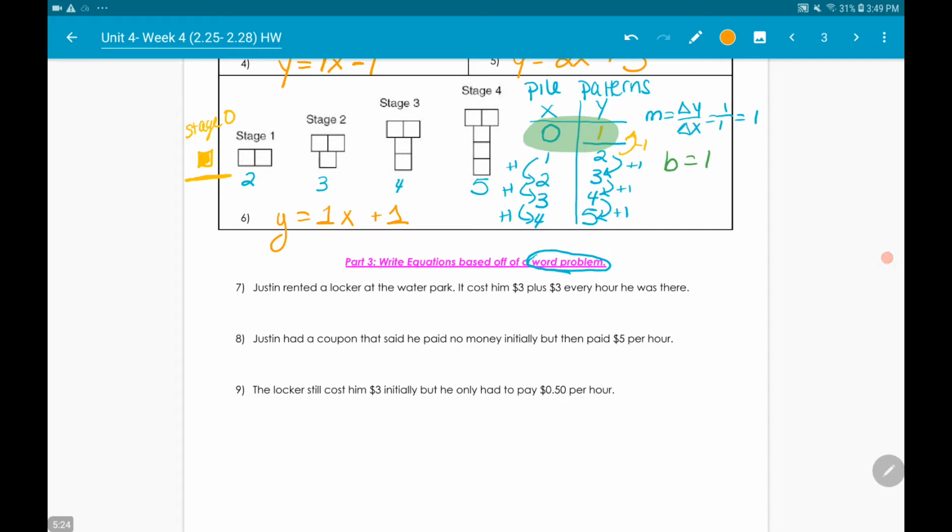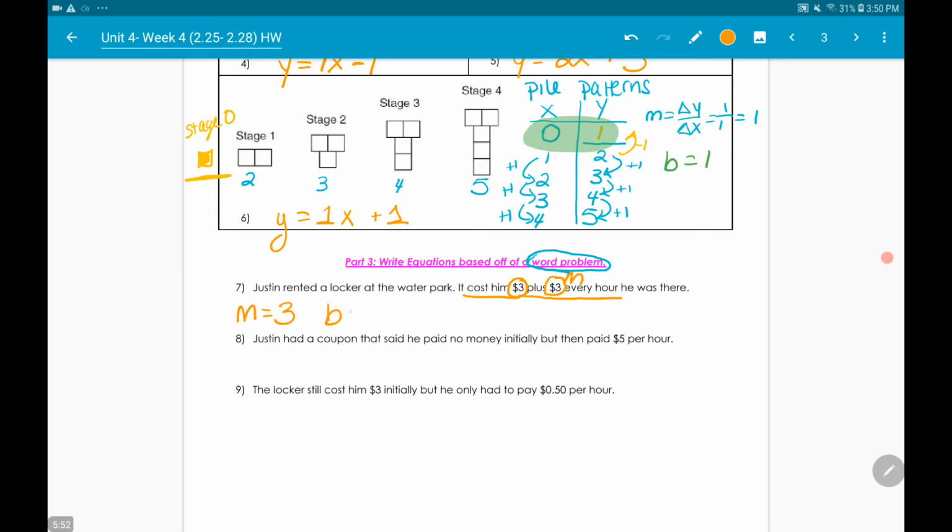Alright, part 3, word problems. So the first one, Justin rented a locker at the water park. It cost him $3 plus $3 every hour he was there. Alright, just a little reminder, m is our repeating value. The slope repeats each time. And what repeats each time? $3 for every hour. So right here is our m.